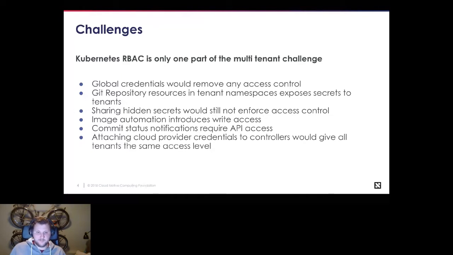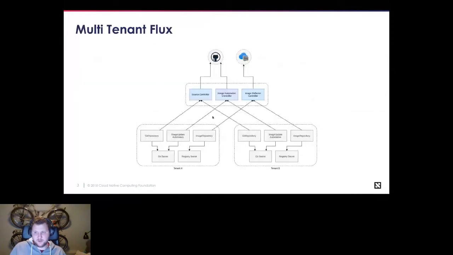You also have the problems of how to attach cloud provider credentials to different tenants. So in the case of image reflector controller, if it wants to, for example, pull all the images in the registry, it would need some sort of credential if you're running your private registry. And that might be an Azure Service Principal token or an IAM role through IAM service accounts in EKS. But most of these things only work from a global scope.